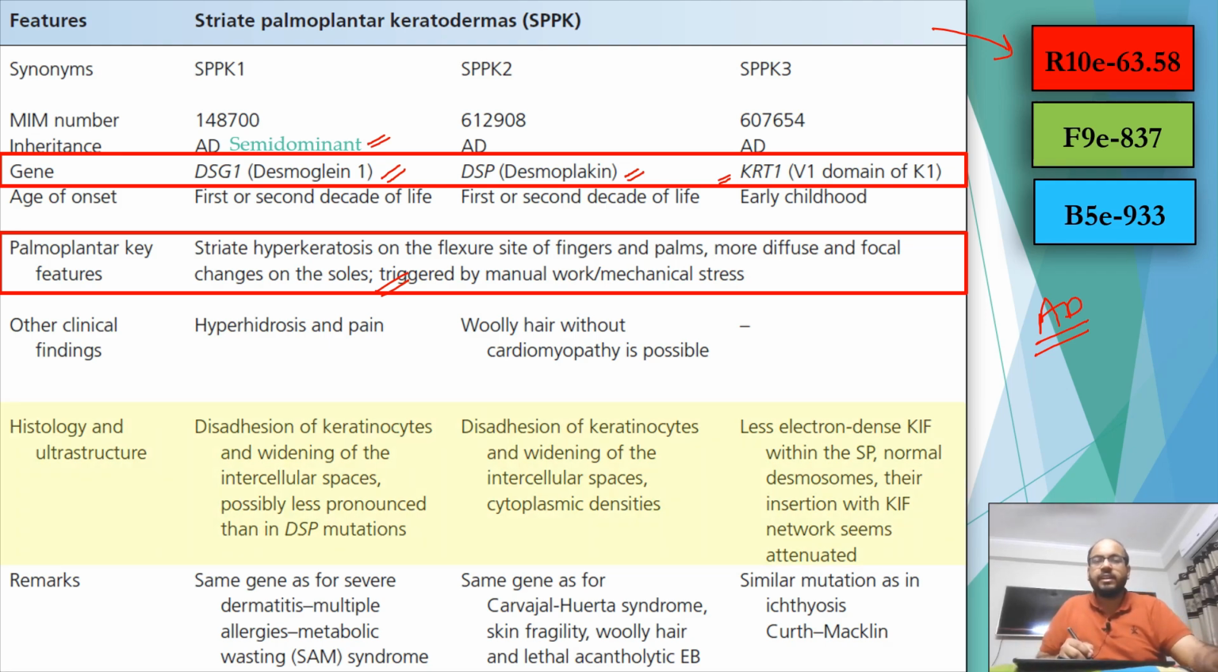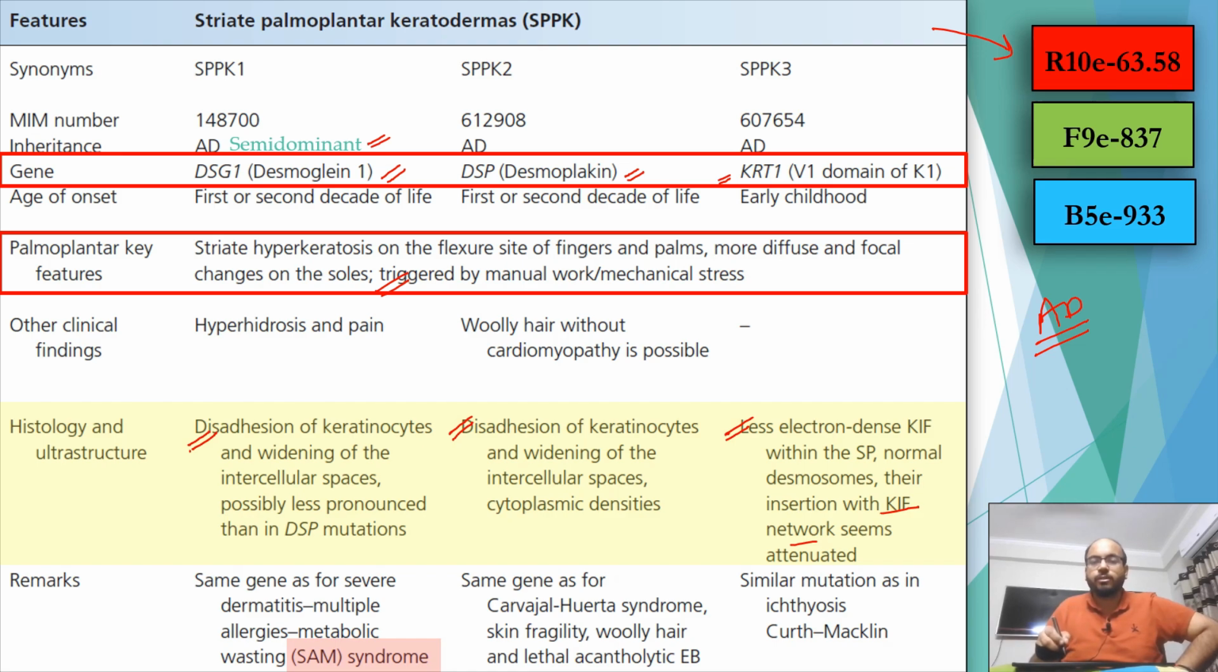In histology, if desmoglein is mutated, you have problems in the adhesion of keratinocytes. If you want to understand how desmogleins or desmoplakins play a role in cell adhesion, go through our video series on the basement membrane zone and your concept will be clearer. So desmoglein 1 mutation leads to disadhesion of keratinocytes. The same thing happens when desmoplakin is mutated, and when keratin 1 is mutated. Remember, keratin 1 is a major keratin in the upper layers of the epidermis. If that is mutated, the keratin intermediate filament network is improper. It's not properly formed.